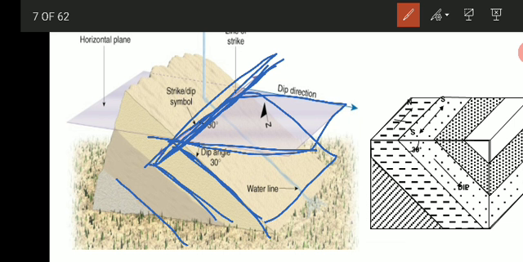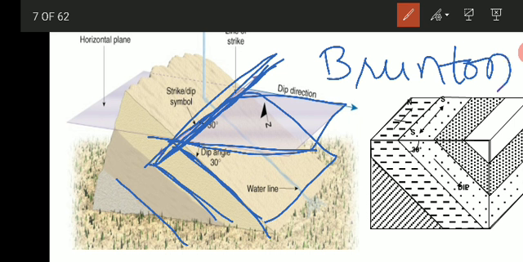So the strike direction is measured by compass. Both the dip and strike can be measured with the help of a compass. There are different compasses. One which is commonly used is the Brunton compass, or even the clinometer. They can be used to determine the dip and strike of the bed.